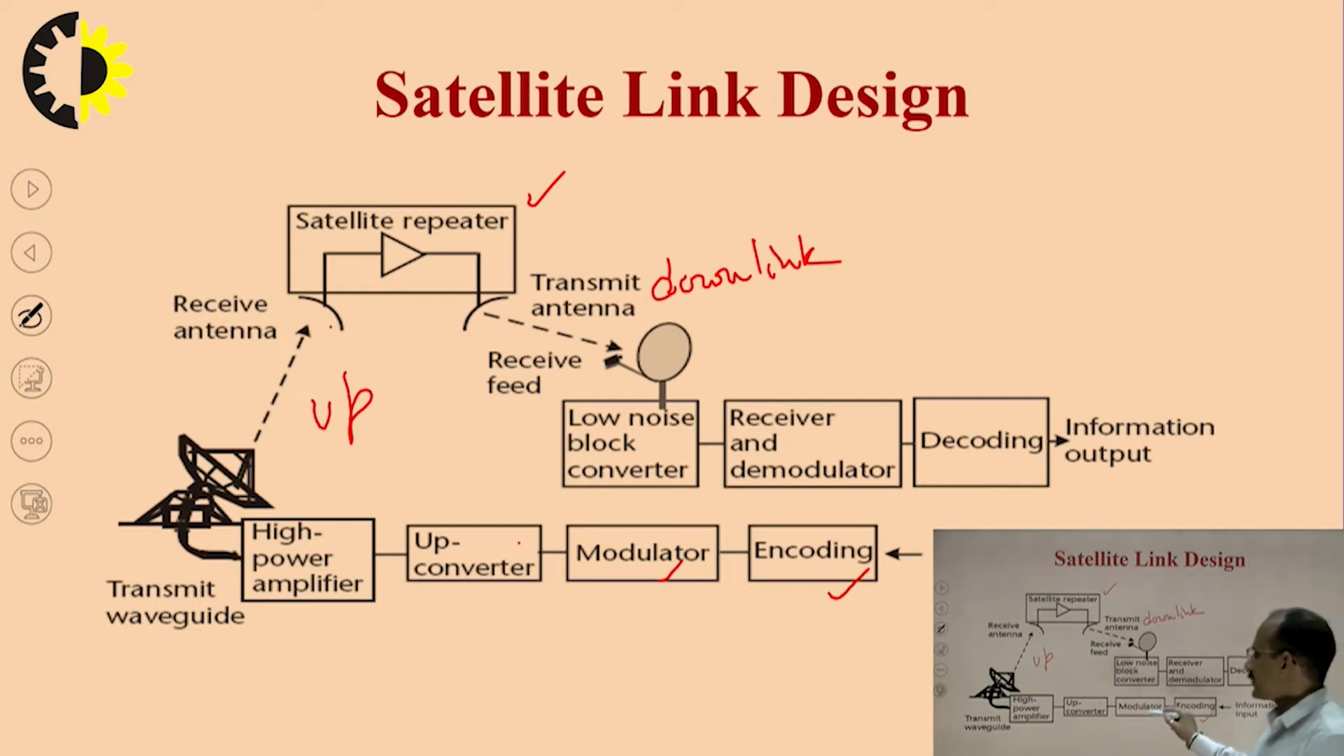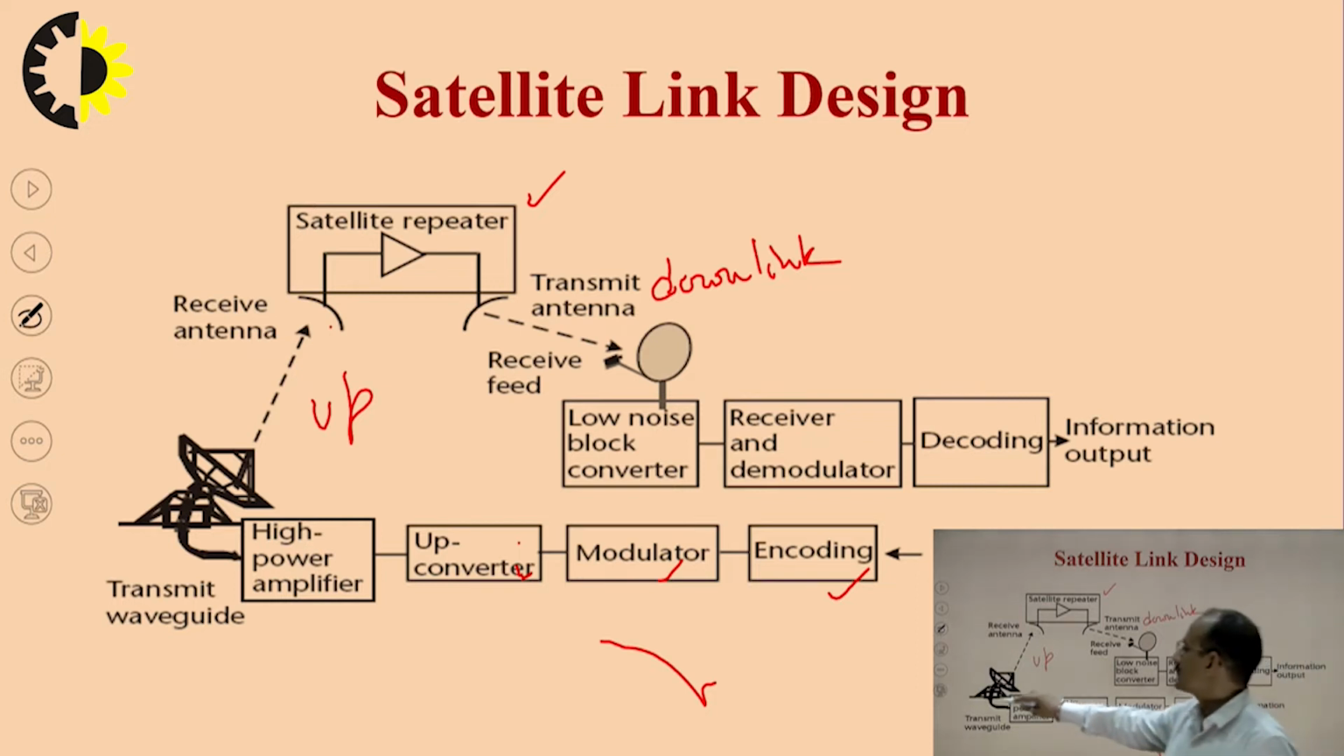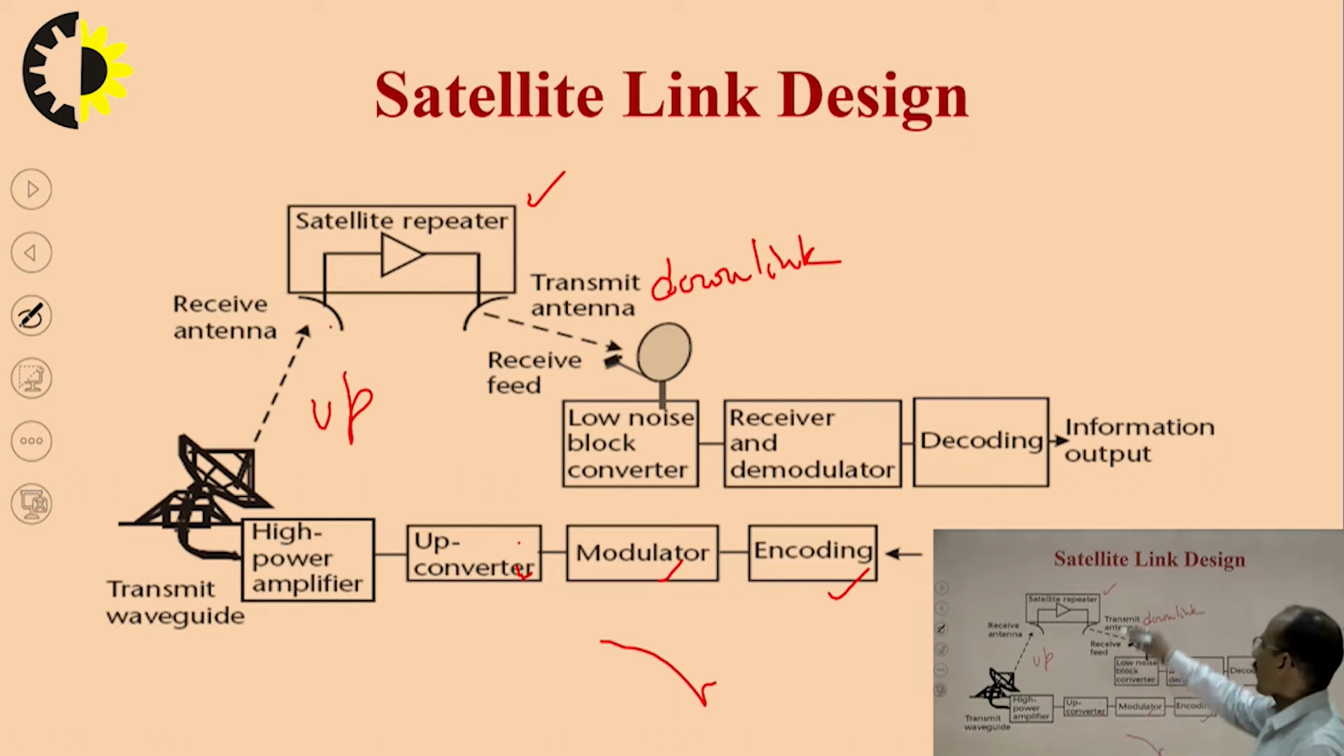So at the transmitting side, you get the information from the input and perform the encoding. After that modulation is performed, then up conversion of the signal and a high power amplifier to apply that signal, and you are sending that data towards the satellite. Similarly, for reception you take the signal and use a low noise block converter so that noise can be minimized, then the receiver and demodulator, and then decoding, and you get the information at the output. So this is the basic structure of a satellite link design.